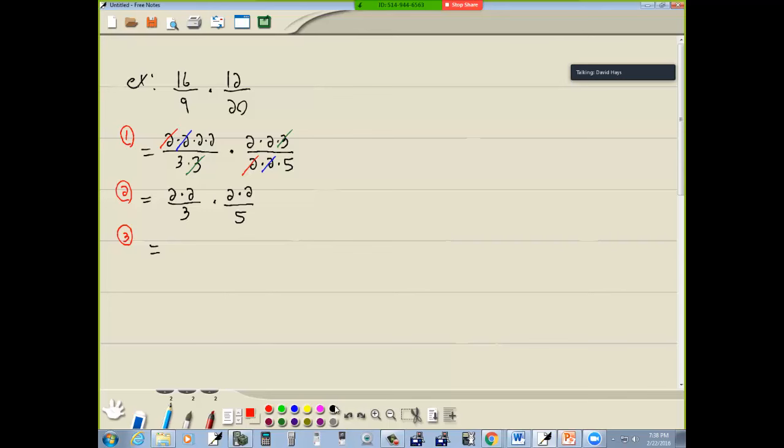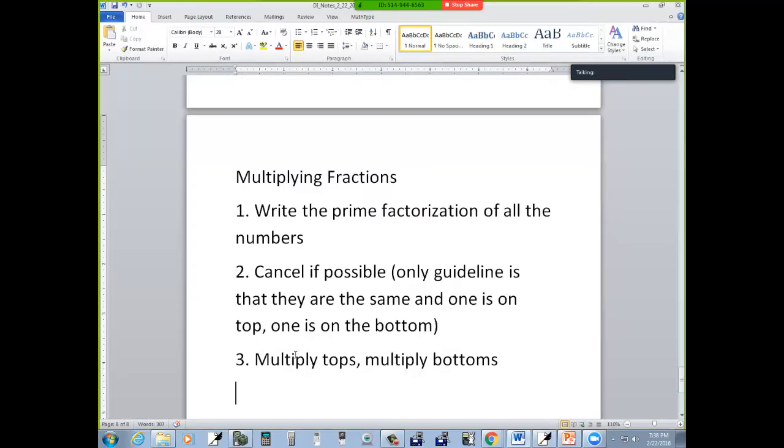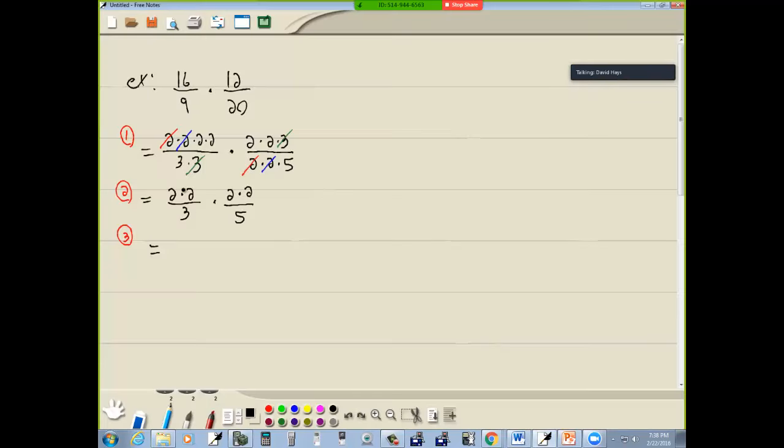Now, step 3. I say multiply the tops, multiply the bottoms. Well, 2 times 2 is 4, times another 2 is 8, times another 2 is 16, and 3 times 5 is 15.